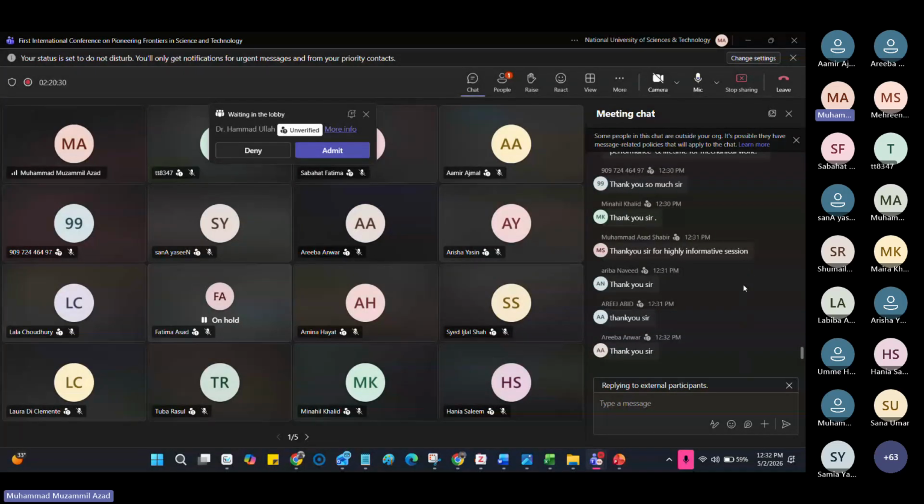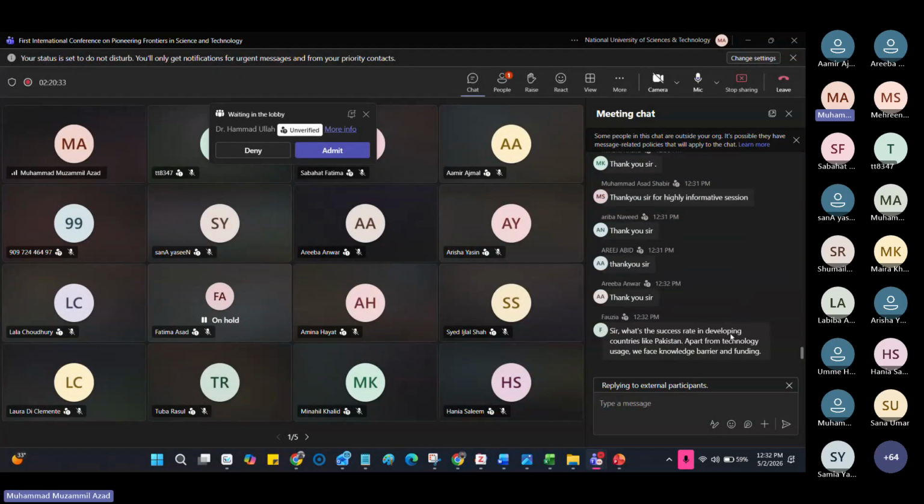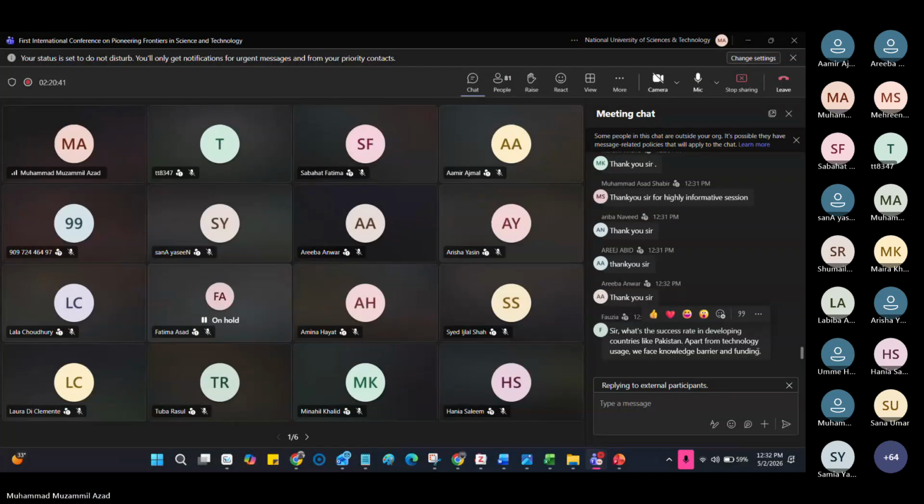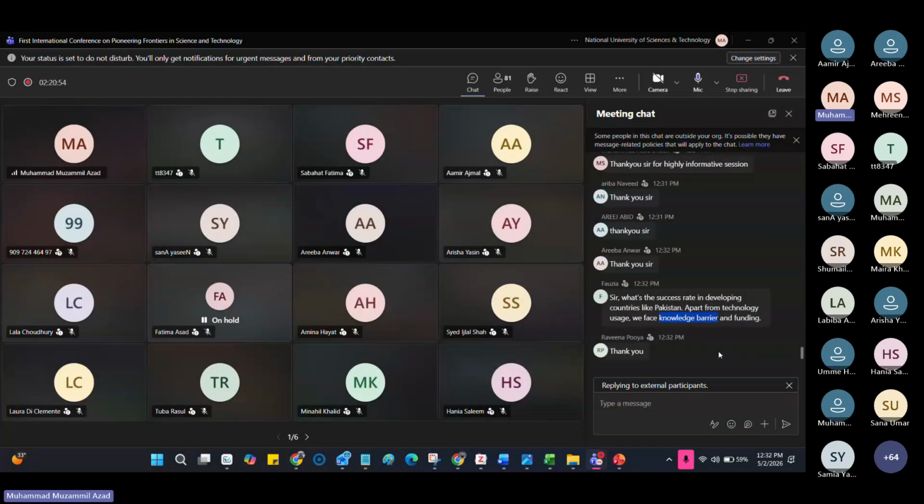Further success rates in developing countries like Pakistan, apart from the technologies used, we face knowledge barrier and funding. I think knowledge barrier should not be a problem anywhere in the world now, because we have AI tools like ChatGPT and various other tools, so we can get the knowledge about what we want at any stage now. So we are just one message away. We can type a message in ChatGPT or some other AI tool, and we can get the knowledge about the topic. Funding is an issue.